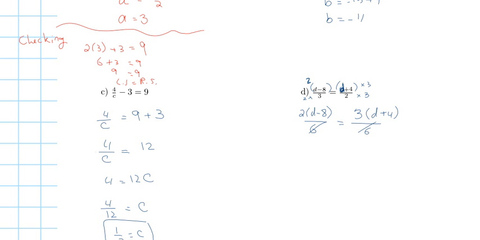So, I have 2 multiplied by d minus 8 equal to 3 multiplied by d plus 4. What do I do now? Get rid of the brackets by expanding. So it's 2d minus 16 equal to 3d plus 12.